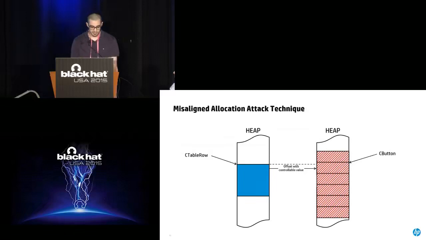So again, this is my fancy diagram. Again, we're targeting the C table row object. As you can see up front, we have a big chunk, and we sprayed the C button objects inside it. Basically, we have one C button object that's kind of misaligned against the original one. And then we're going to have a dereference from that misaligned C button object.